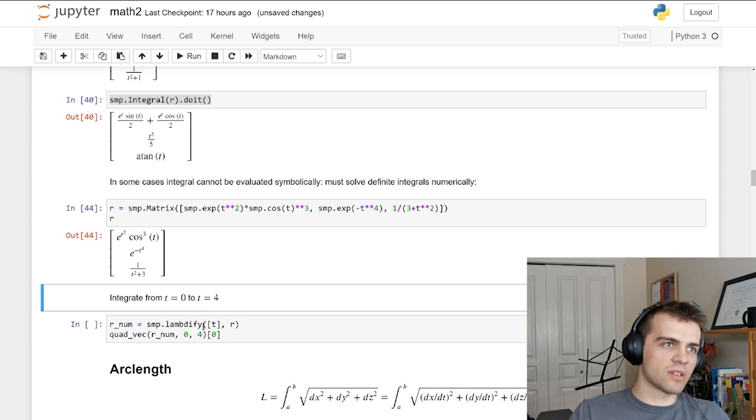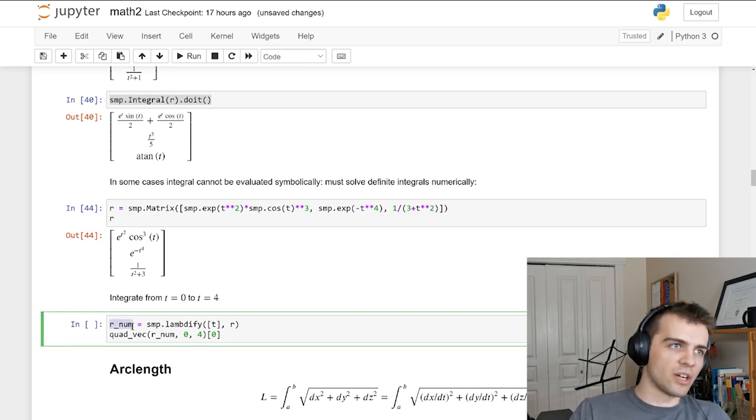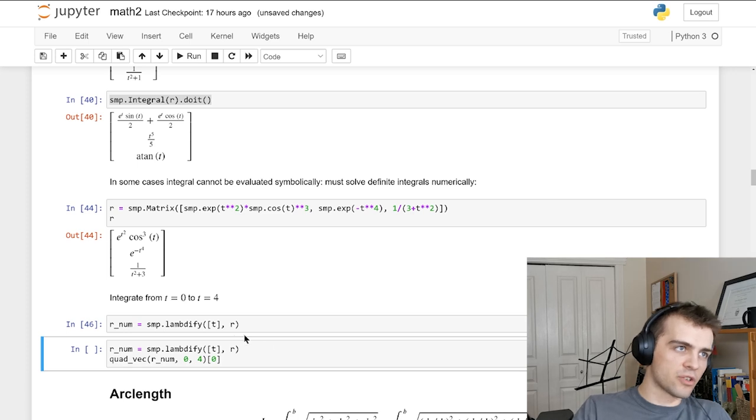And I integrate from t equals 0 to 4. So like before, I define a numerical function, which is a lambdify function, and it takes in t because t is the argument here, and it's r that it returns. So here I have r num. This is a function, right?